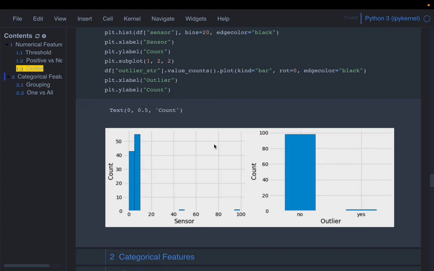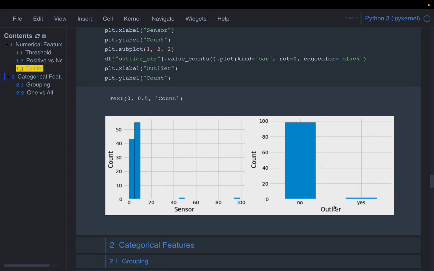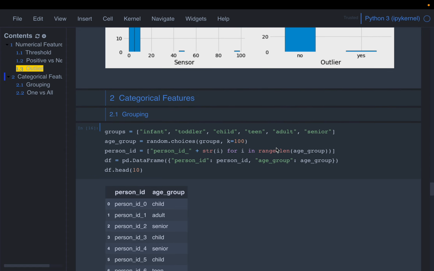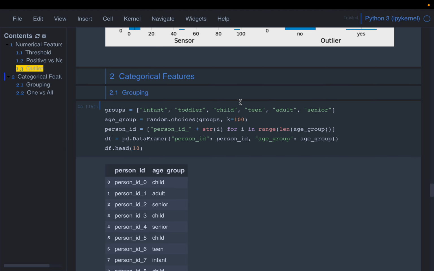Okay. It's a similar plot. So this is where the actual distribution is. These are the sensor values between 0 and 100. The majority of the values are below 10, but we have a couple of values around 45-ish and around 100-ish, right? So if we count the outliers, 98 values are not outliers, whereas these two values are outliers. So essentially, we have transformed this sensor variable into a binary one based on whether it is an outlier or not. Now let's come to the categorical variable.